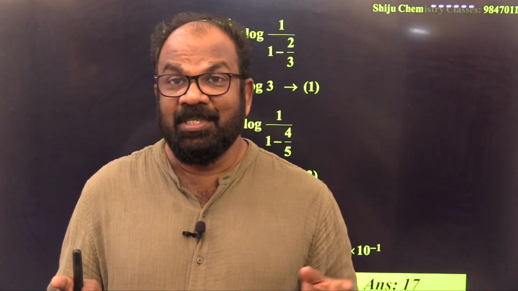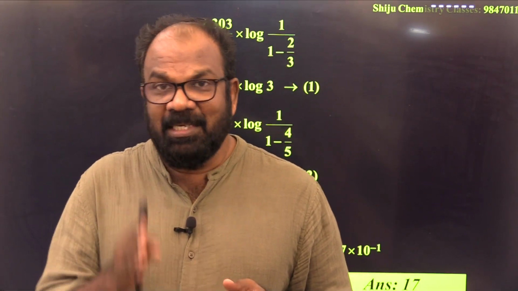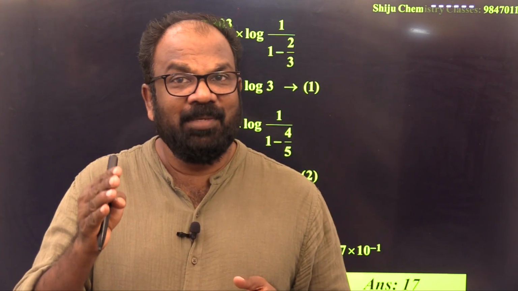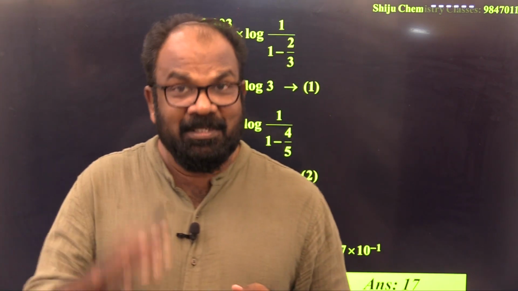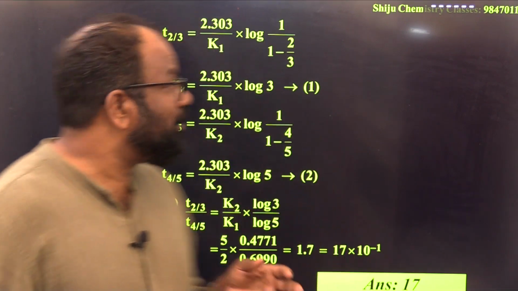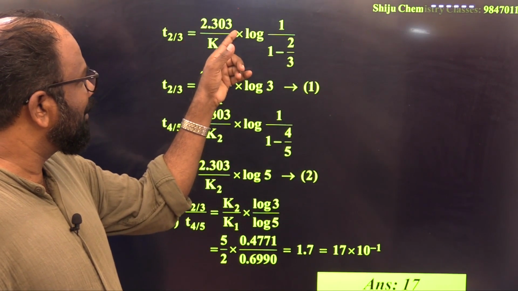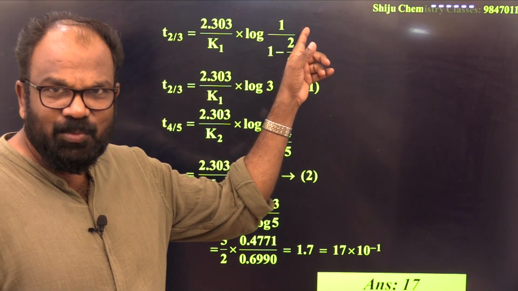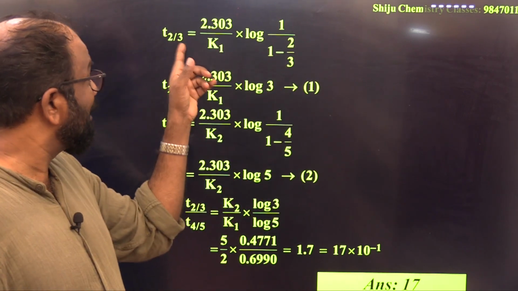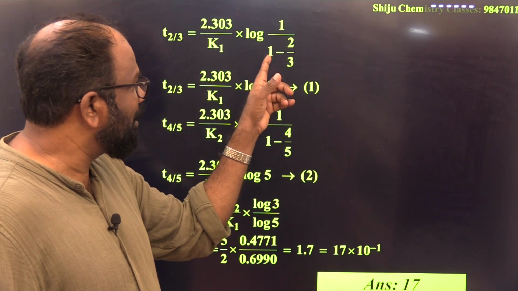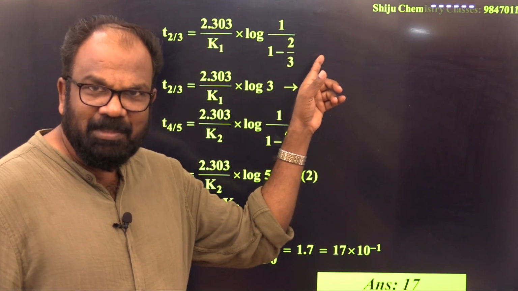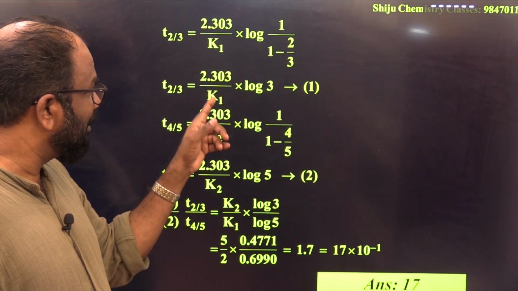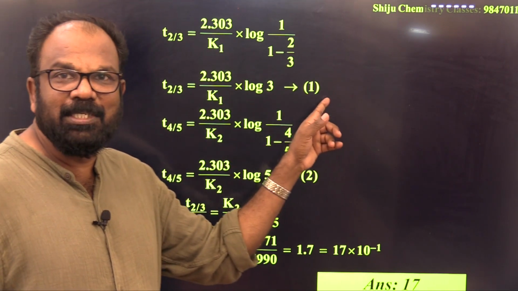For a first order reaction, the time taken for the reaction T is equal to 2.303 divided by K into log R0 divided by RT. Thus, for the first reaction, T2 by 3 is equal to 2.303 divided by its rate constant K1 into log, initial concentration is taken as 1. Then after completing 2 by 3, the final concentration becomes 1 minus 2 by 3, that is equal to 1 by 3. Thus, T2 by 3 is equal to 2.303 divided by K1 into log 3. This is equation number 1.